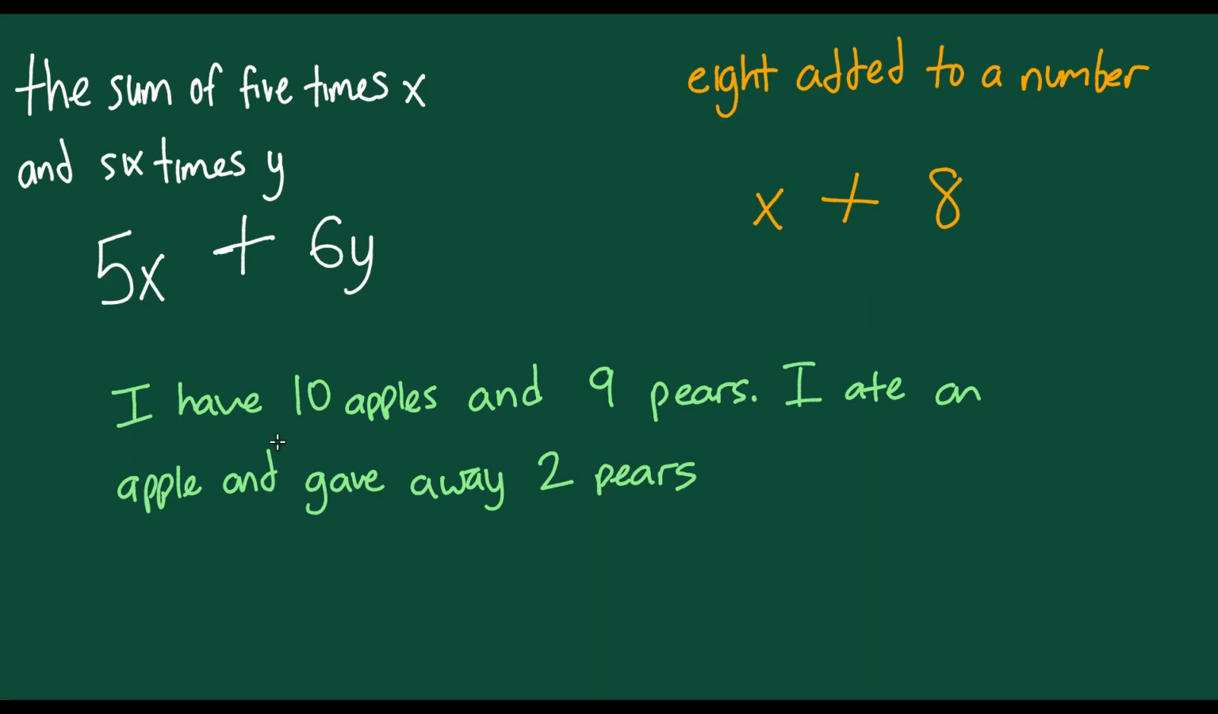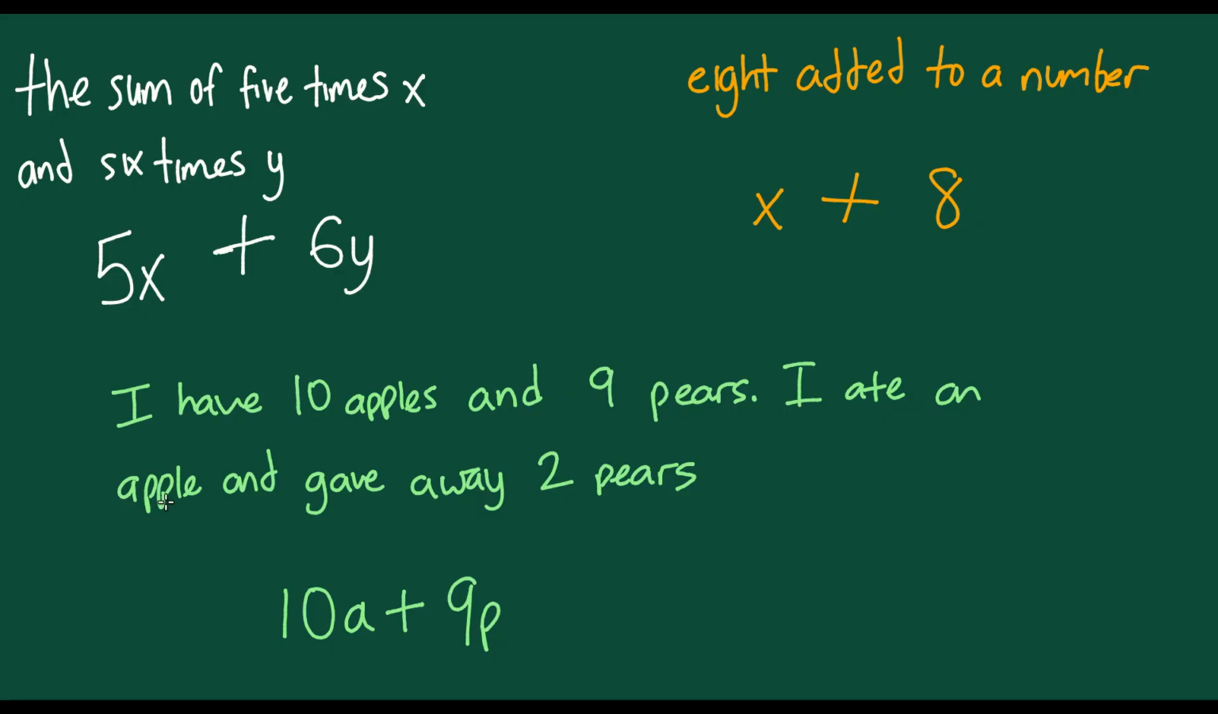How about our third one? I have 10 apples and 9 pears. I ate an apple and gave away 2 pears. All right. So apples, a good variable to represent apples would be a. I have 10 apples and 9 pears. So 10a, 9 pears. Now what's happening between the apples and the pears? Are they being combined in any way? No, not really. You just have both of them, right? You have both apples and pears. So to start with, we have 10a plus 9p.